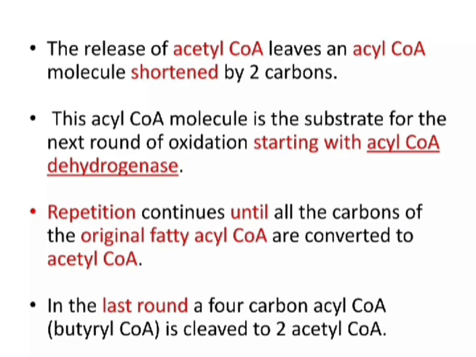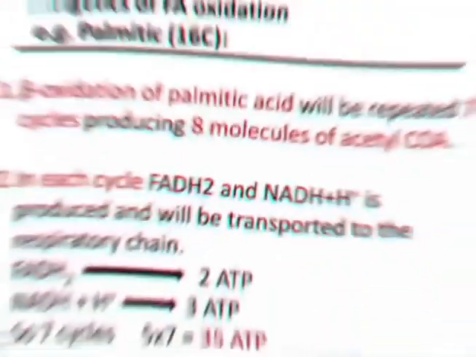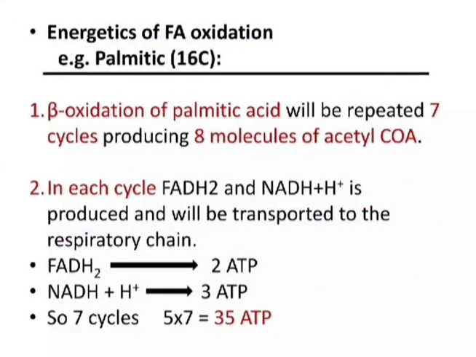Repetition continues until all the carbons of the original fatty acyl-CoA are converted to acetyl-CoA. In the last round, a 4-carbon acyl-CoA, butyryl-CoA, is cleaved to 2 acetyl-CoA. Energetics of fatty acid oxidation, e.g. palmitic acid, 16 carbon. 1. Beta oxidation of palmitic acid will be repeated 7 cycles, producing 8 molecules of acetyl-CoA.